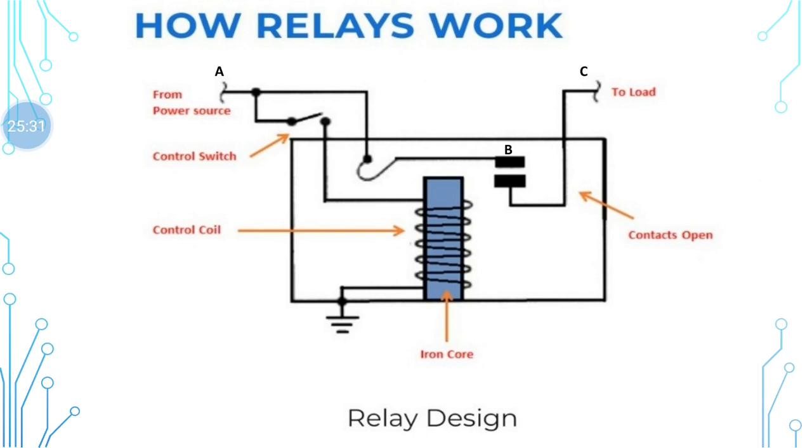When the supply is given from the source to point B, A to B, it is not conducting. By closing the switch, the coil becomes magnetized and it pulls over the lever B and makes a contact. According to it, by controlling the switch, we can control the operation of the relay. Hence, it is a control switch.